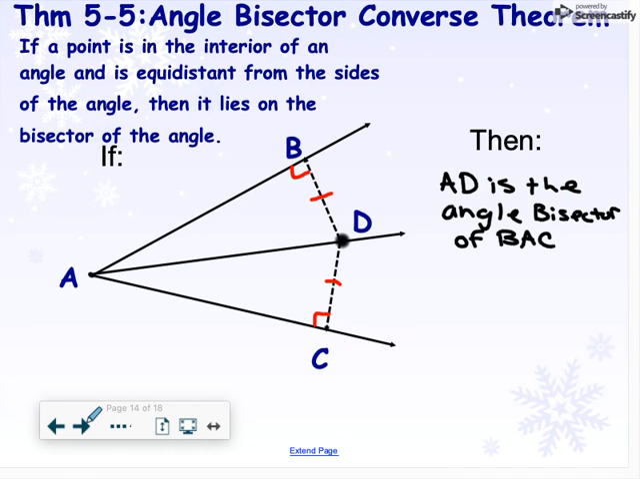Now we also have the converse of this. Just like we did for perpendicular bisector, the converse states that if we have some point that is equidistant to the two sides, then it is on the angle bisector of that angle. So we now have the angle bisector theorem and the angle bisector converse theorem. We're going to use that to help us answer some questions.